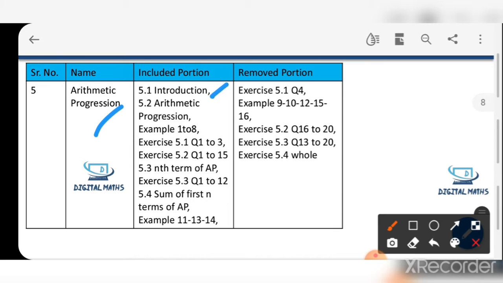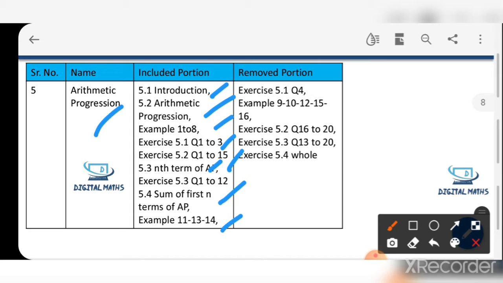First, the introduction to arithmetical progression, examples 1 to 8, exercise 5.1, questions 1 to 3, exercise 5.2, questions 1 to 15, 5.3, nth term of an AP, exercise 5.3, questions 1 to 12, exercise 5.4, sum of the first terms of an AP, examples 11, 13 and 14.